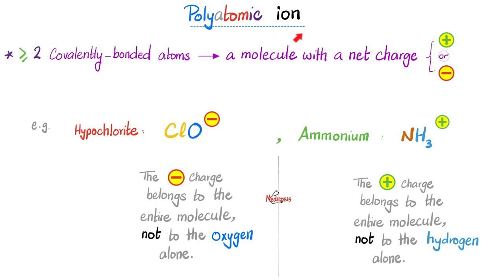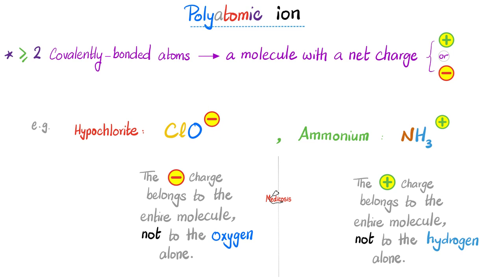What is a polyatomic ion? The name has the answer. It's an ion, i.e. it carries a charge, whether positive or negative. And polyatomic. Poly means many, atom is an atom. So it's an ion made of multiple atoms. And these atoms are covalently bonded. Example, hypochlorite. Oh, look at this, ClO-.